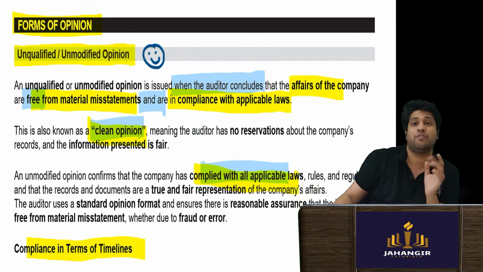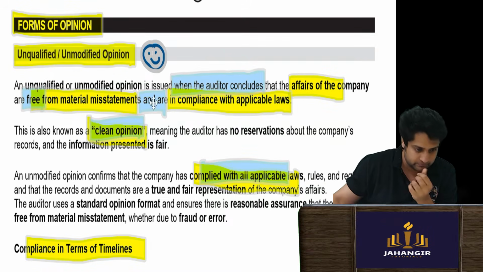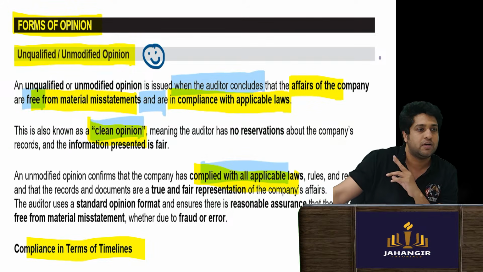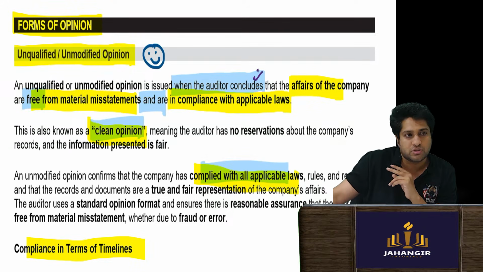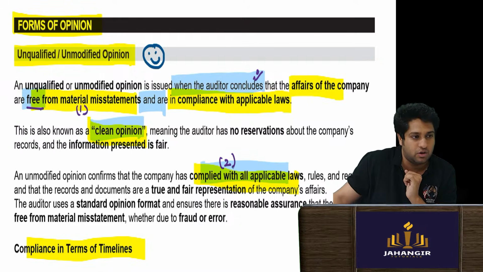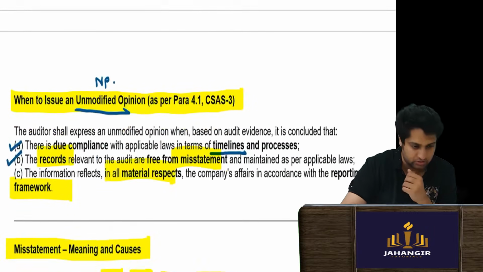Now unqualified. Now see how they are giving the answer. Unqualified means, what did I tell you? Unqualified means no issue. Where the auditor concludes that the affairs of the company are free from misstatement and they have complied with the law and they give a true and fair view of the company's financial state. Very, very simple. I had already told all this. Okay, adhere to the law.